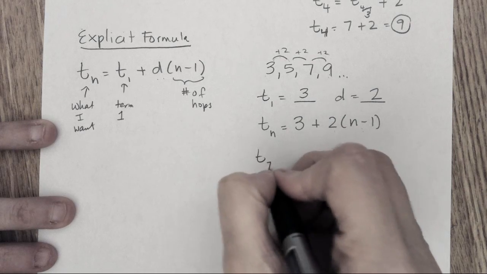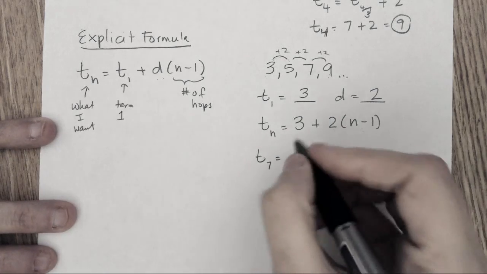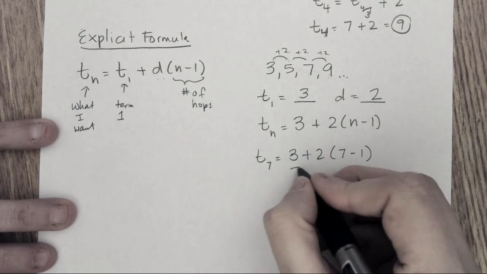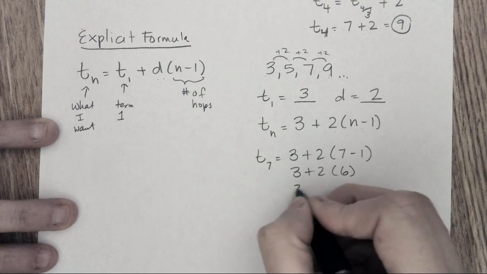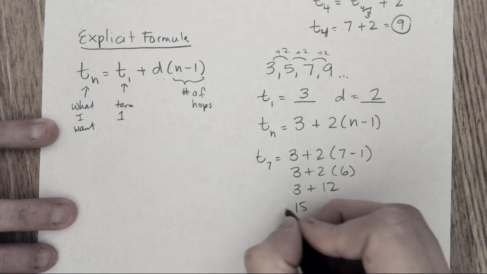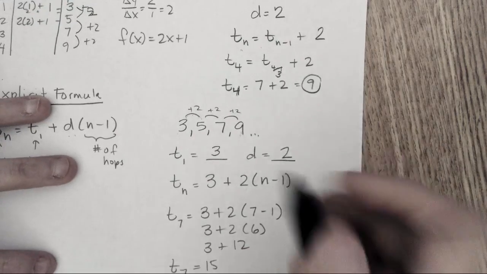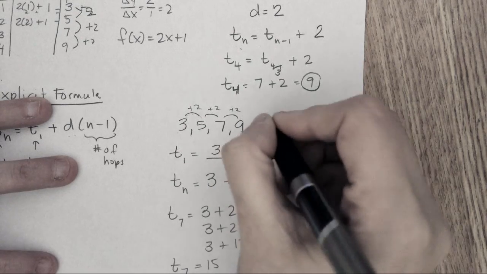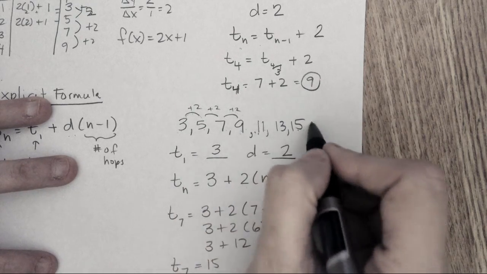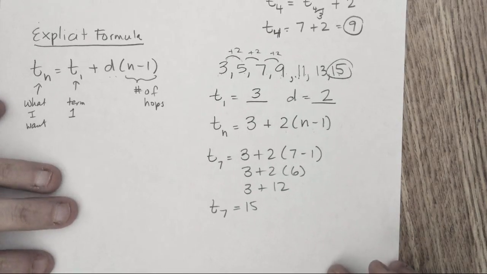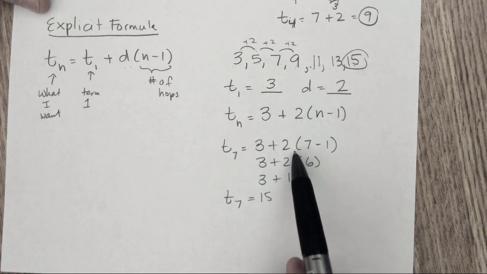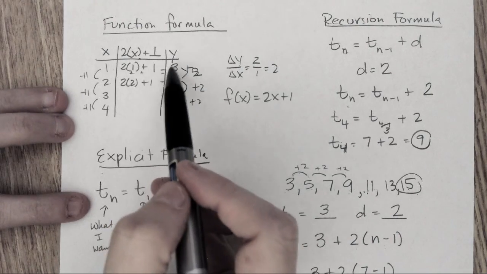So let's say they want T7, because we can verify that that's right. I'm going to take 3 plus 2 times 7 minus 1. That's 2 times 6. It's 3 plus 12, which is 15. So if I continue this sequence, I have 11, 13, 15: 1, 2, 3, 4, 5, 6, 7. Boom, there I am. I got the same answer using my explicit formula as I did by continuing out my sequence. Once you understand this formula, I think it's a lot easier than doing this process.